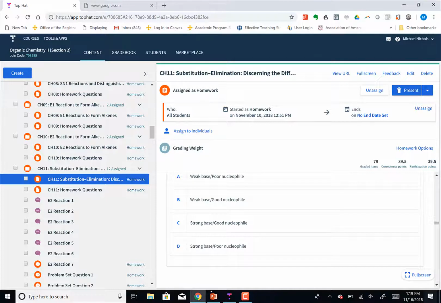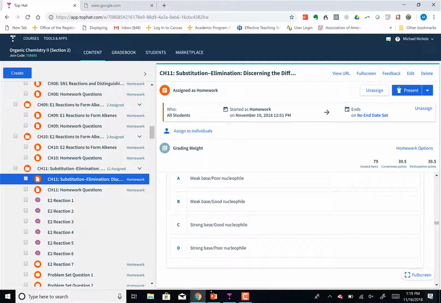We know from our rules what kind of nucleophile it is. If it's SCH3 minus, it's strong. So then you're down to two. In strong, good synonyms. So now you're down to B or C. Weak base or strong base? Let's vote.